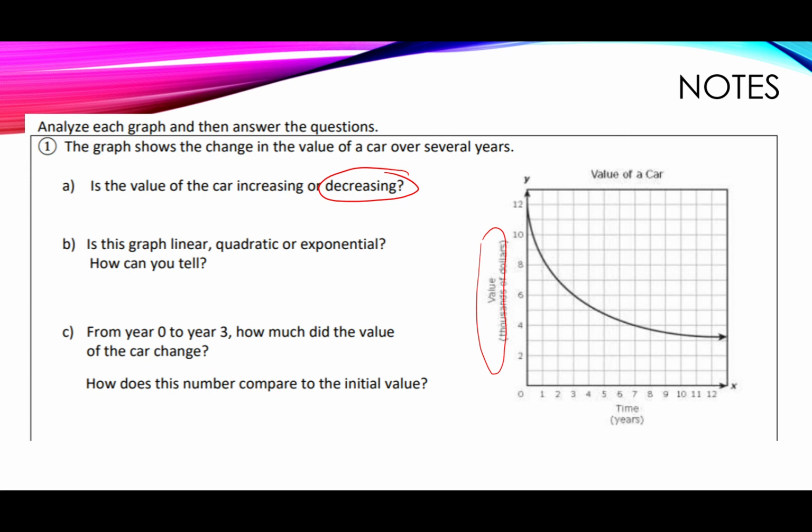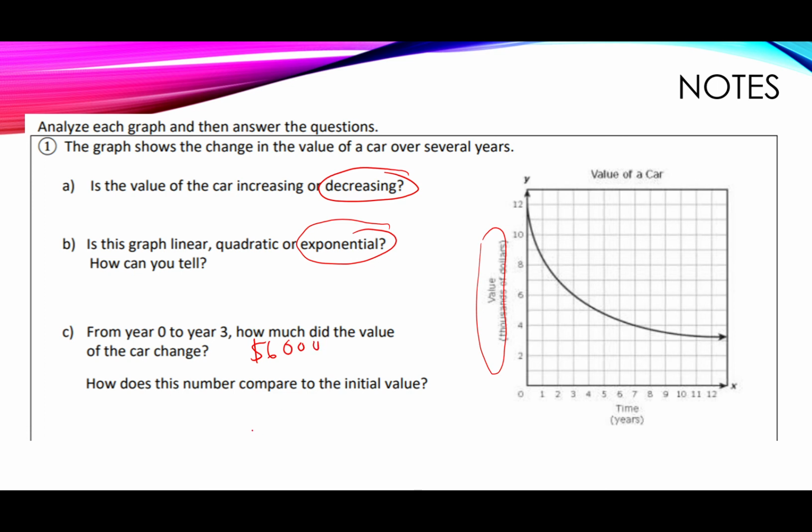Well, you can see it's not a line. It's not a parabola, it's an exponential. All right. From year 0 to year 3, how much did the value of the car change? Well, let's look. It started at 12, which is 12,000, and then at year 3 it's at 6,000, so it's 6,000.